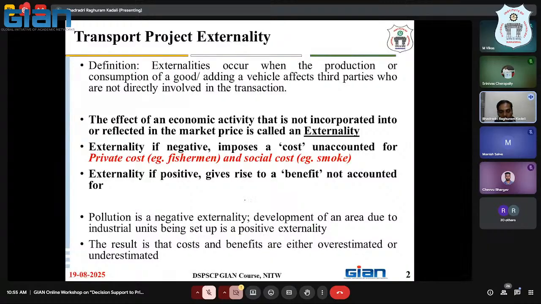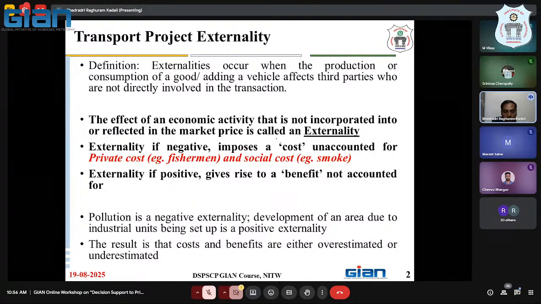Let's start the discussion with respect to the theory. Externalities occur when the production or consumption of a good, like adding a vehicle onto the network, affects third parties who are not directly involved in the transactions, or not directly involved in using the road particularly. That effect of an economic activity that is not reflected in the market price may be called an externality.